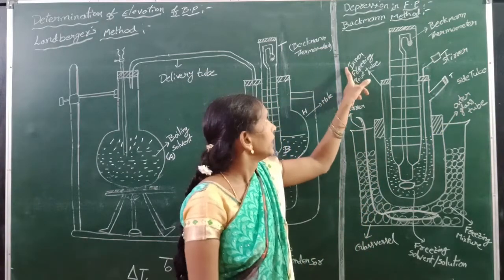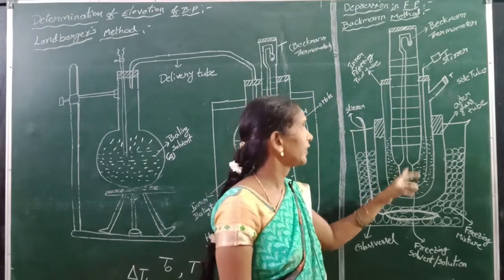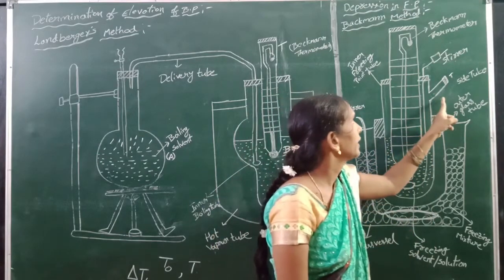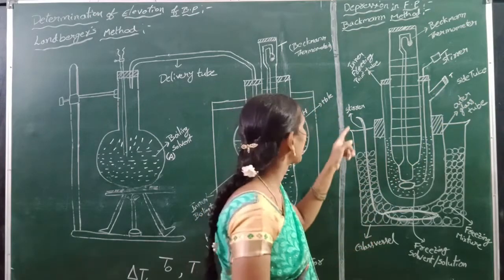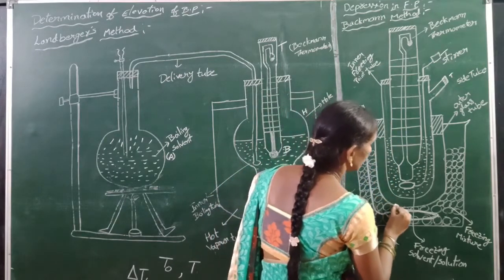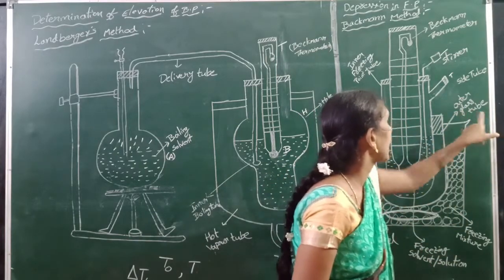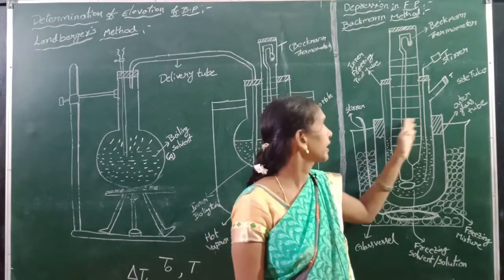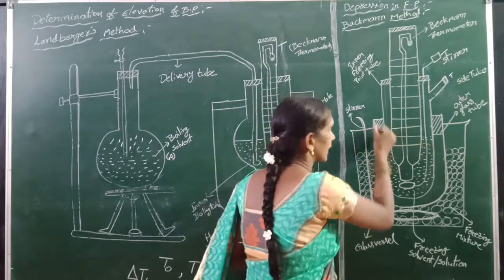The first one is the inner freezing point tube. It is fitted with a Beckmann thermometer, and it has a platinum stirrer and a side tube for introducing the solute. The next part of the apparatus is the outer glass tube. The outer glass tube surrounds the inner freezing point tube.